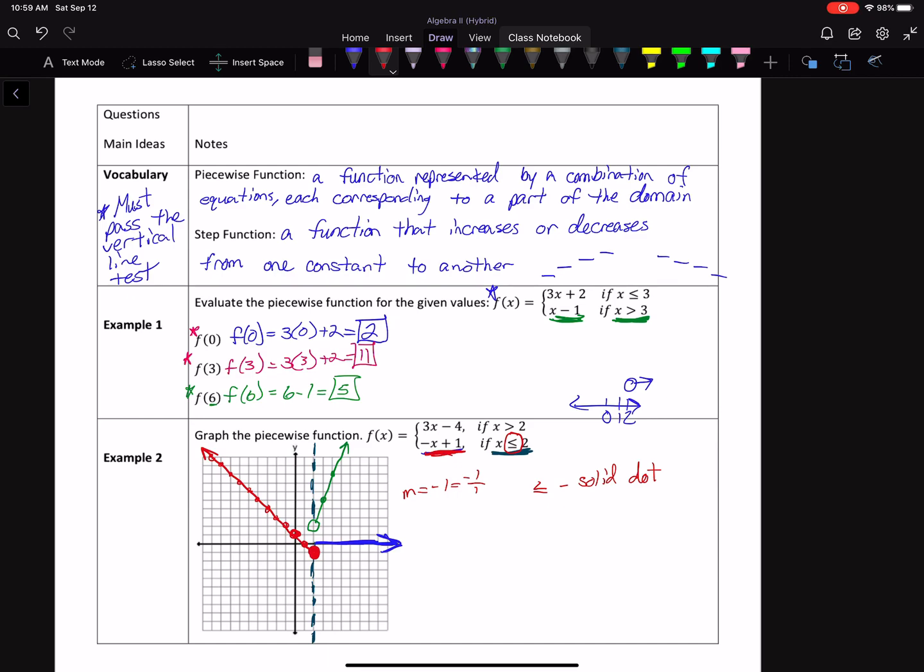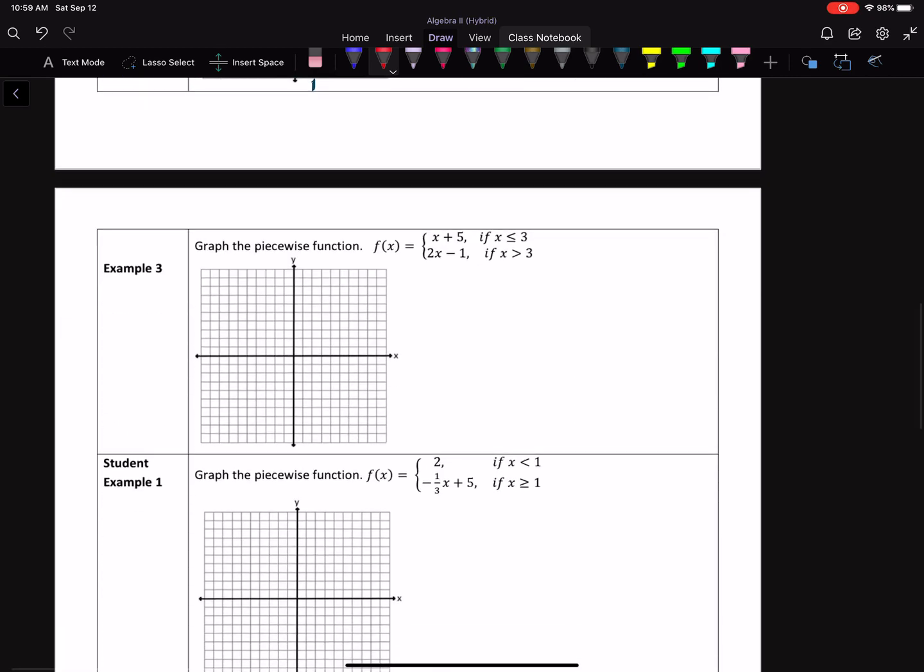So let's take a look at example number 3, the last example we're going to do together. First of all, maybe start by finding the split. We're splitting right here where x is equal to 3. So go along the x-axis and find 3. Maybe you want to draw that split line in right away so you know exactly where we're cutting these lines off. All right, let's start by graphing the line y equals x plus 5.